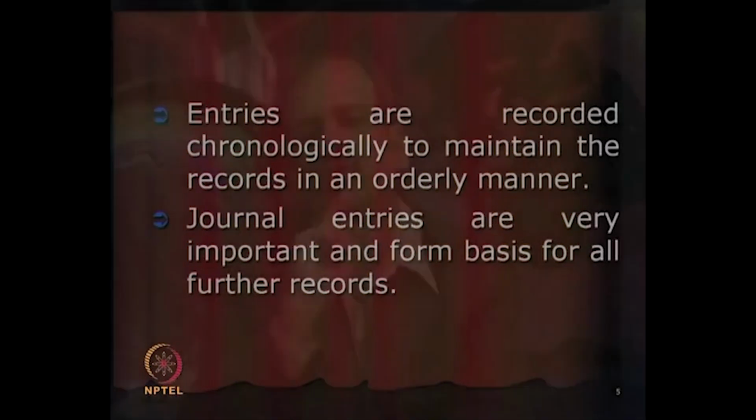Now here we do not worry about the nature of transaction. So suppose first I make cash purchase, then I make credit purchase, then I make sale, then I pay salary, then again I make purchase, then I pay telephone bill, then again I sell something. So, I do not record all sales together or all purchase together. I just record all the transactions chronologically, so that I do not miss out anything. And this chronological recording is known as journalizing the transactions.